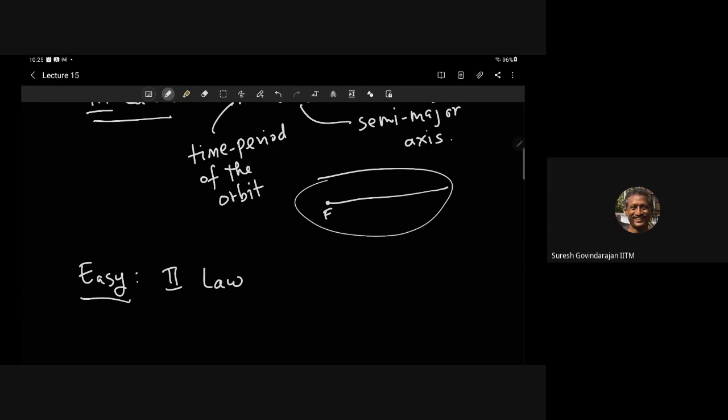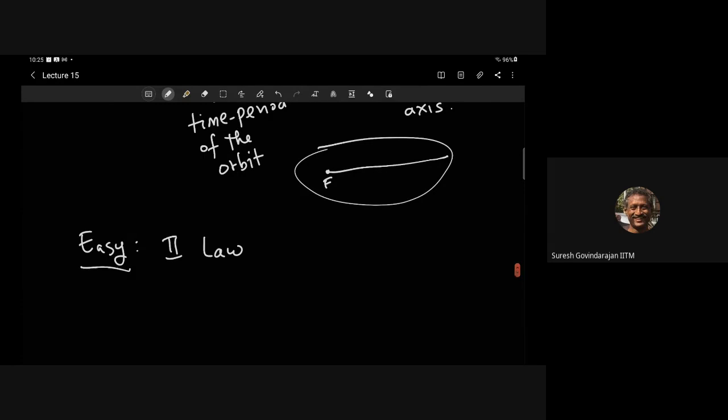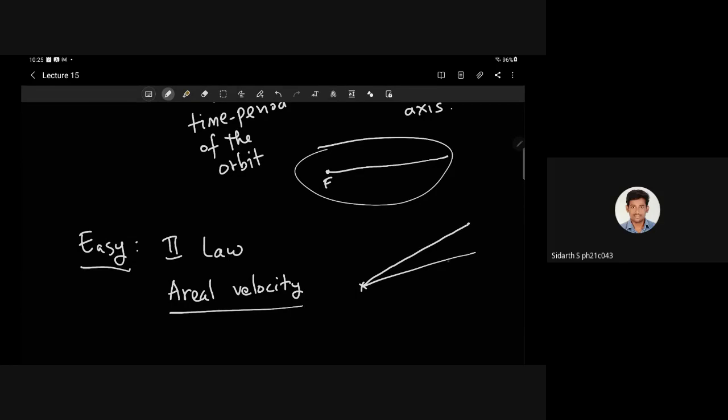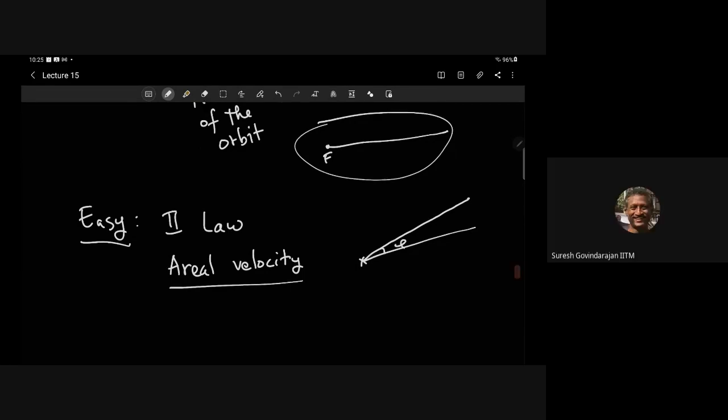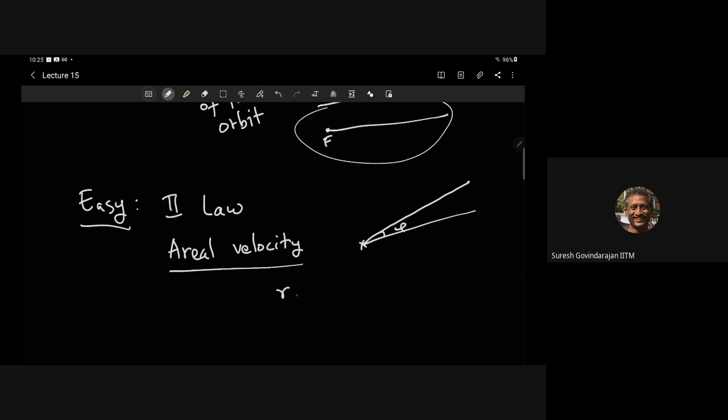Second law. What is aerial velocity? The radius vector sweeps some area within a time interval. You have some angle, so d by dt of r d phi. I just want a formula, right? So we want r phi dot. Or r square, sorry, area should be that. So r square phi dot is a constant.